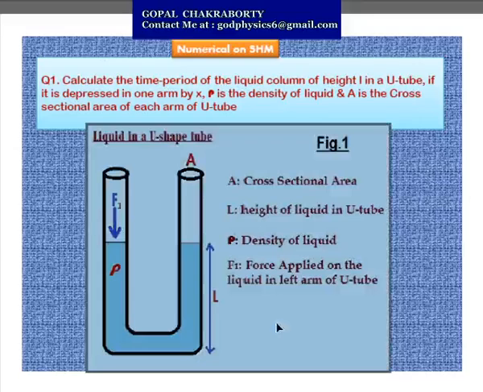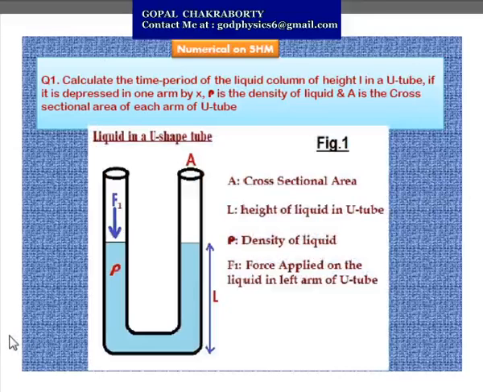Now the question is here: calculate the time period of the liquid column of height L in a U-tube if it is depressed in one arm by x. Rho is the density of the liquid and A is the cross-sectional area of each arm of the tube, and the corresponding diagram is given here. It is clearly visible in my video.